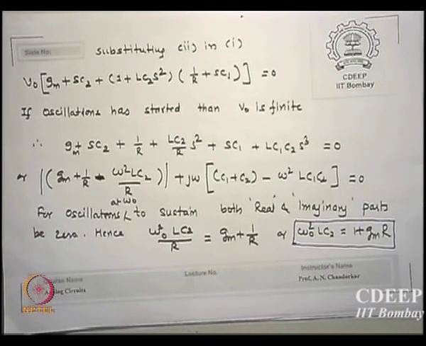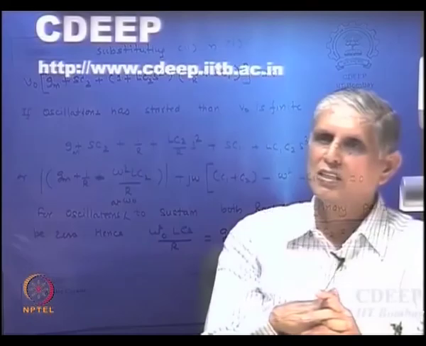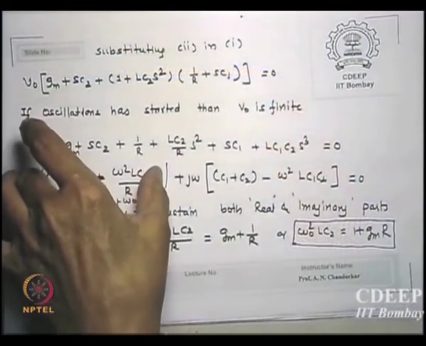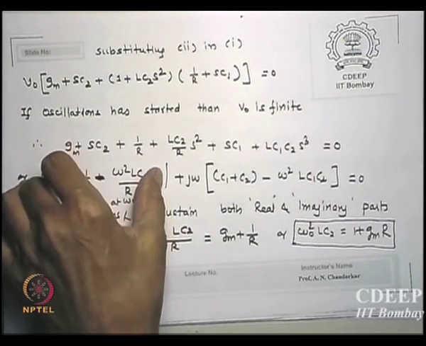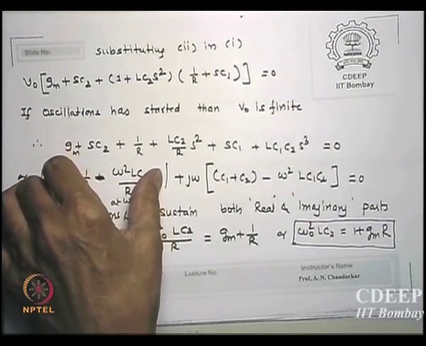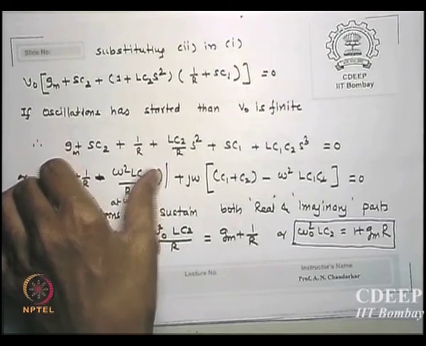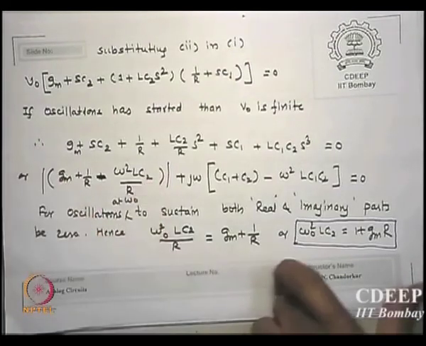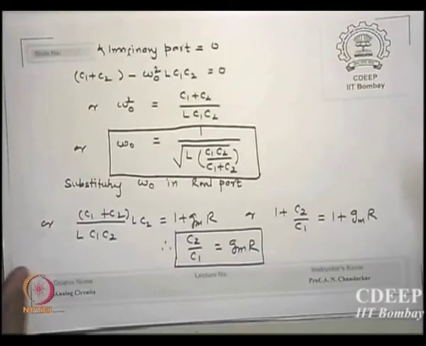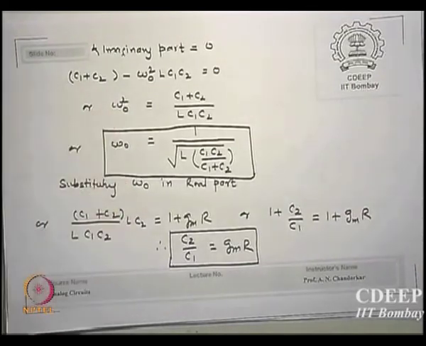Okay, how to get the frequency omega 0? By equating the imaginary quantity to 0. I just made this 0 and this 1 for Barkhausen criteria at omega 0. At oscillating frequency the real part should be 1 and imaginary part should be 0. Okay, for sustained oscillation, I set this to 1 and this term came; setting the imaginary part to 0, I got omega 0 as 1 upon root L C1 C2 upon C1 plus C2.